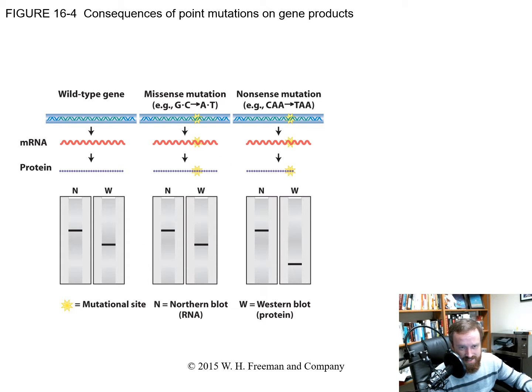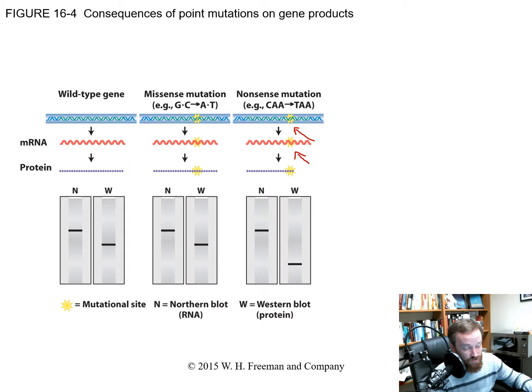Now let's look at a nonsense mutation. So remember, a nonsense mutation is when we change an existing codon that reads for an amino acid to a codon that instead reads for a stop codon. And so again, on the DNA, we have this explosion that represents our change of a C to a T.